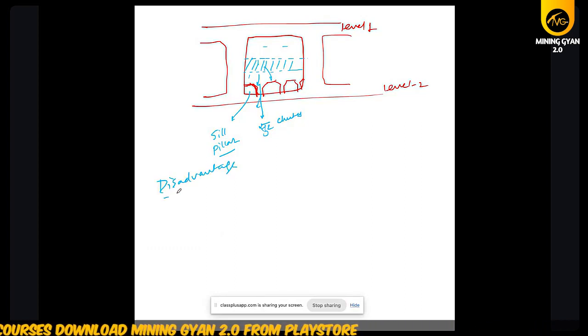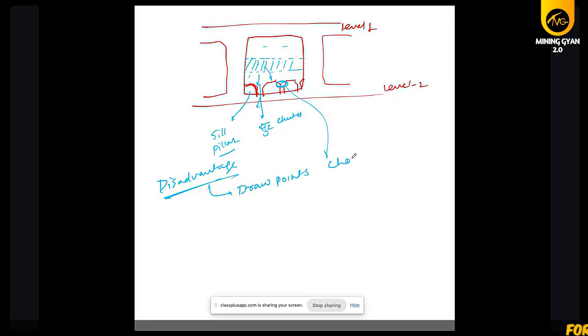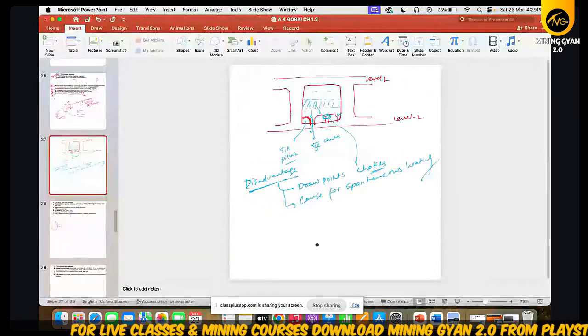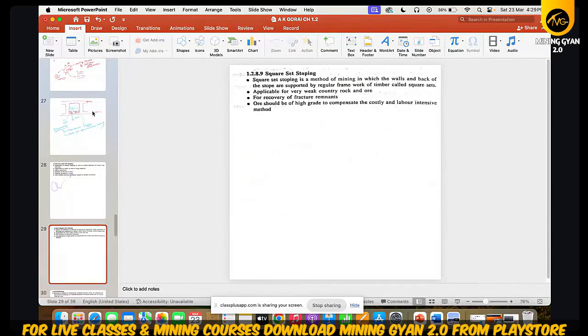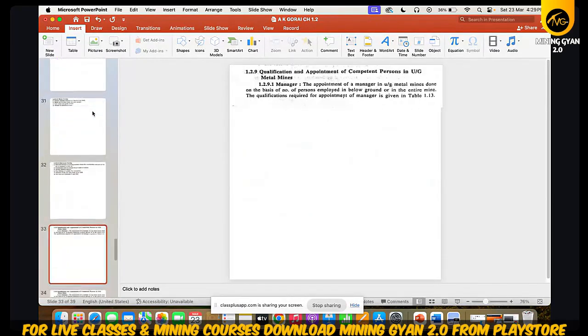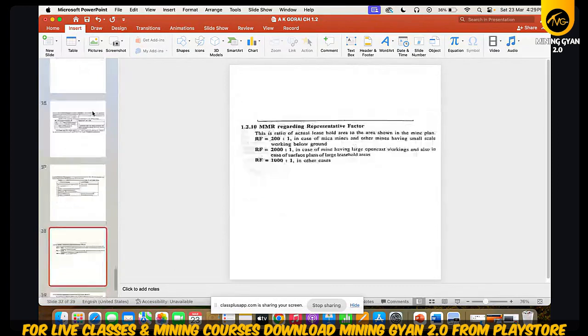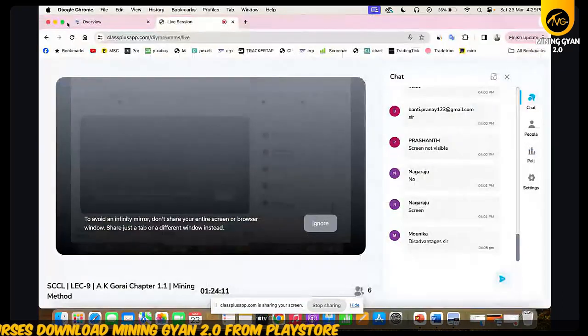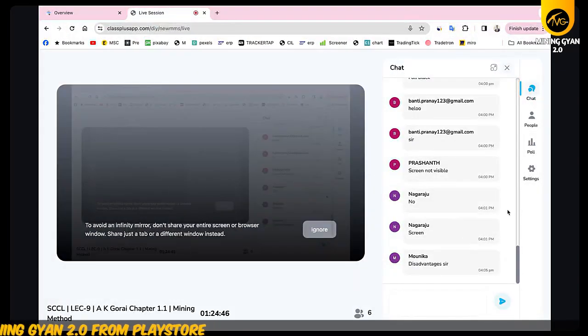Disadvantage of the shrinkage stoping method: these are the draw points. Here the draw points sometimes choke. If these draw points choke, it can cause spontaneous heating. Okay, so cut and fill, and block caving and sublevel caving methods, tomorrow we will discuss the remaining methods, only 2 or 3.